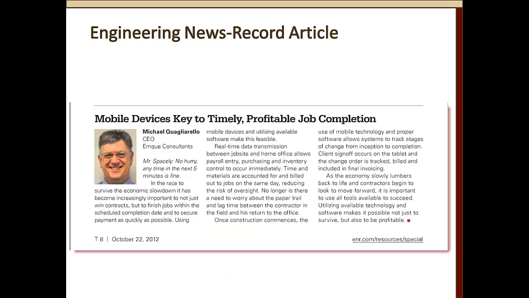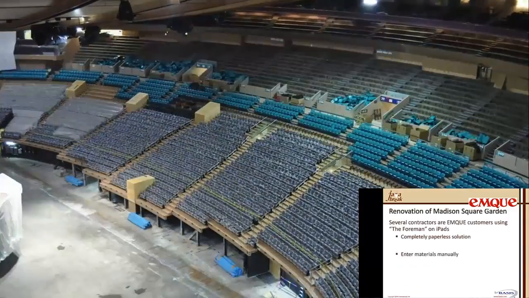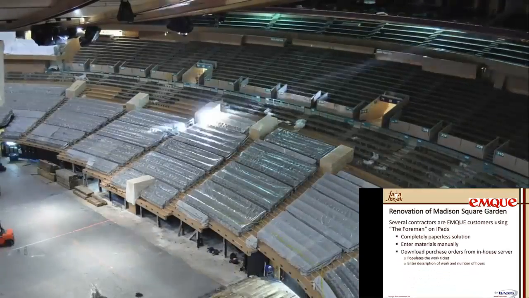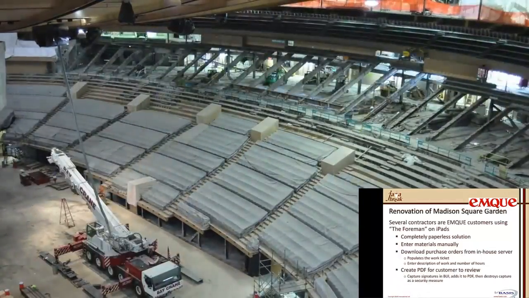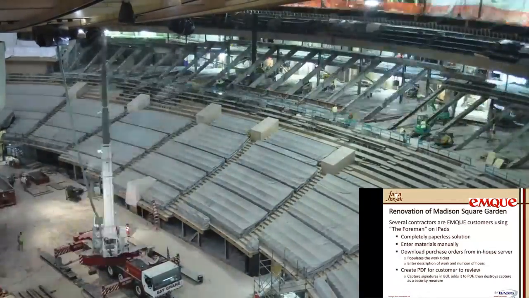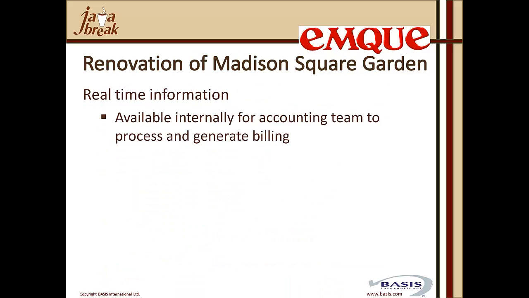So along with the publicity of their award, as well as the Engineering News Record article, great publicity for EMQUE. But there was more. The highly publicized renovation of Madison Square Garden was being undertaken with several contractors who were EMQUE customers using the Foreman on the iPads, delivering a completely paperless solution, entering materials manually, downloading purchase orders from in-house servers to populate the work ticket, entering the description of the work and the number of hours, and creating the PDF for the customer to review and capture a signature to sign off on it. It would then add that to the PDF and destroy the capture as a security measure, and select and send that work order via email.